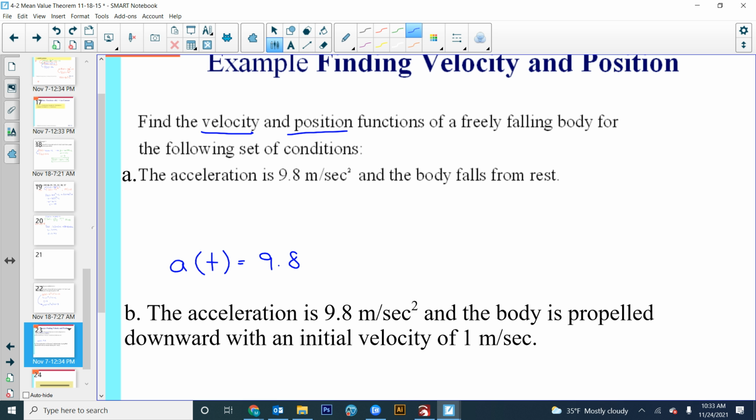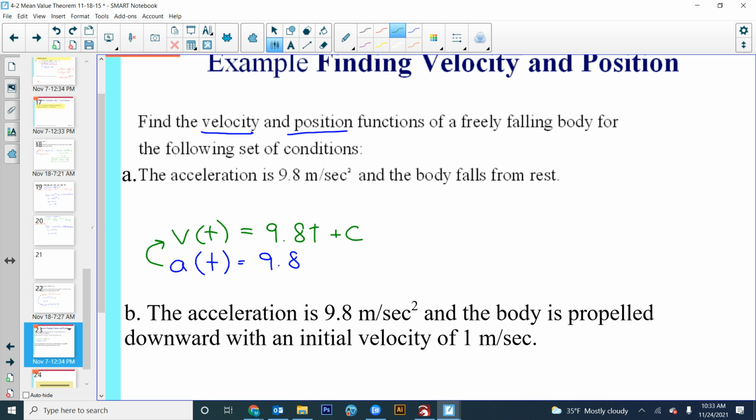You got this, Jackson. We got this. Ready? V of t. What is it? 9.8t plus a constant. Agreed? But wait. Can we solve for c? What do we need to solve for c?